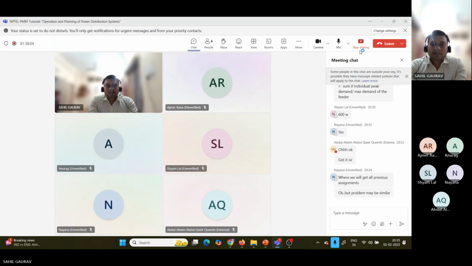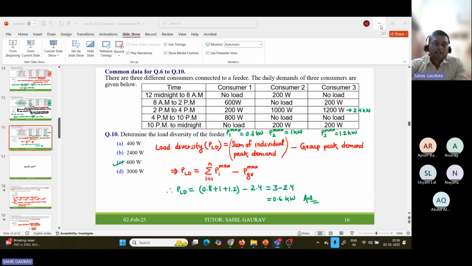Nayan, the problems may be similar, but this is helpful for the exam. The problems are very much similar, so just quickly go through them so that you will get confidence. All types of problems will be like that, and this will boost your confidence. In this assignment, I think some problems are based on plant utilization and capacity factor.